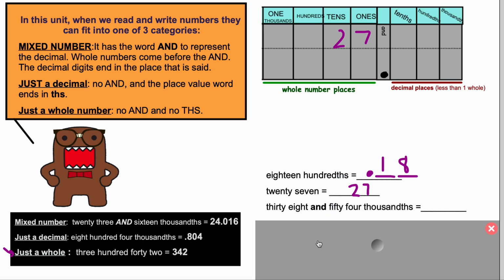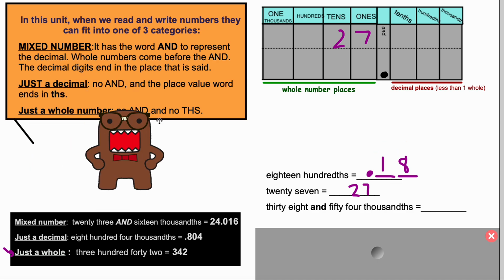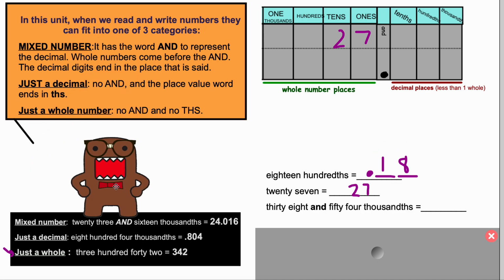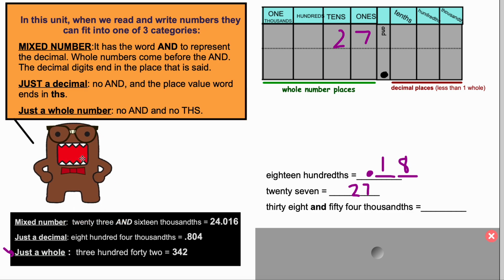And our last one, 38 and 54 thousandths. Thanks, Domo. Thanks, Captain Obvious. All right, kiddos, what do you think this is? Yup, we have that awesome word "and" to represent our decimal point. So 38 and 54 thousandths is a mixed number. It has the word "and."